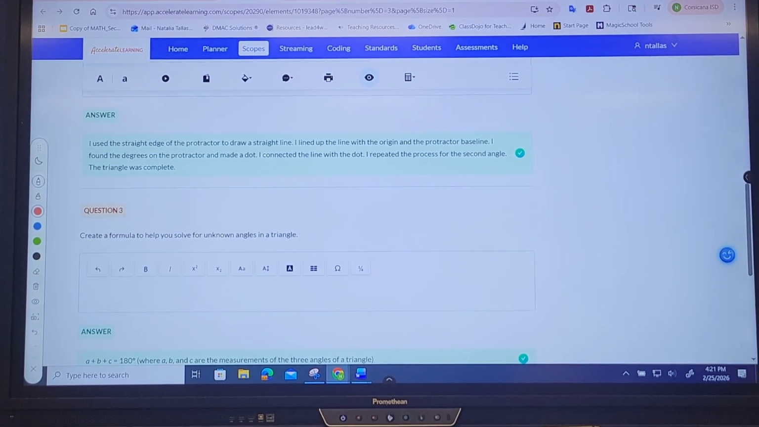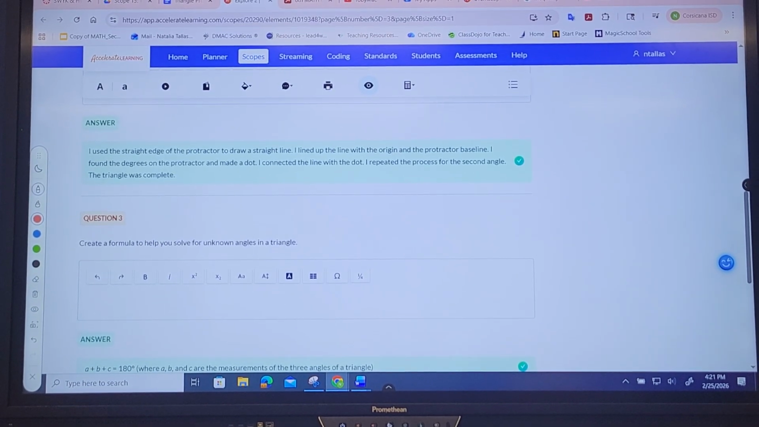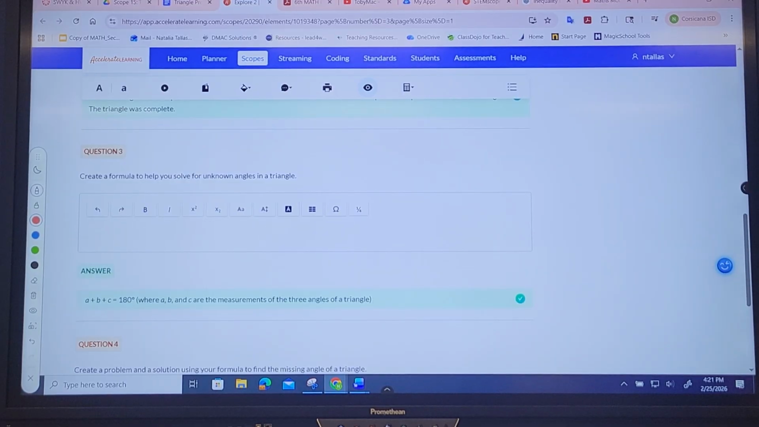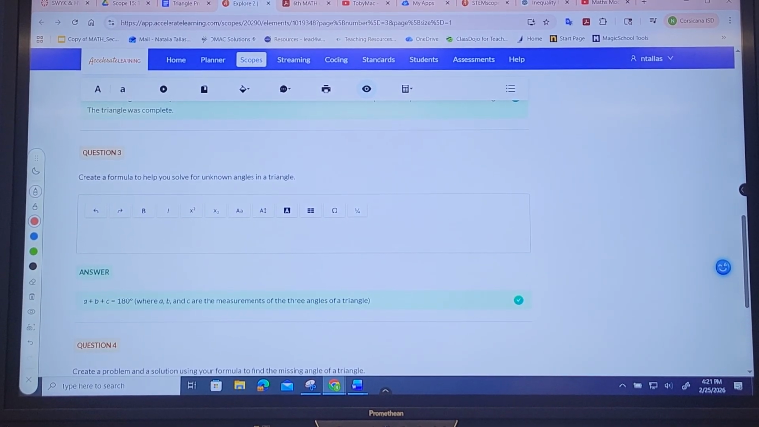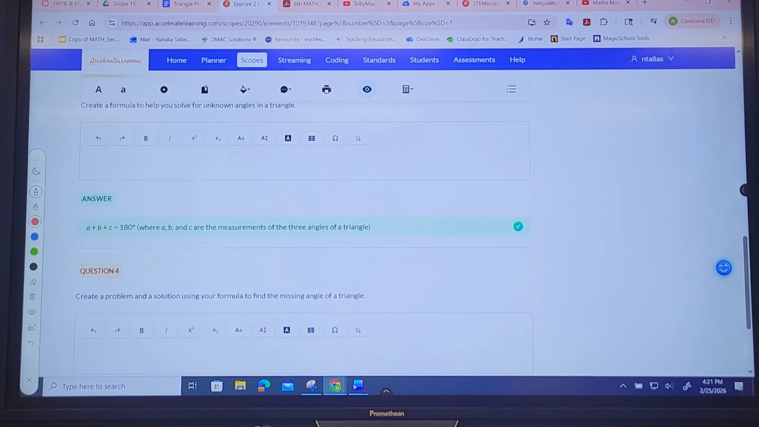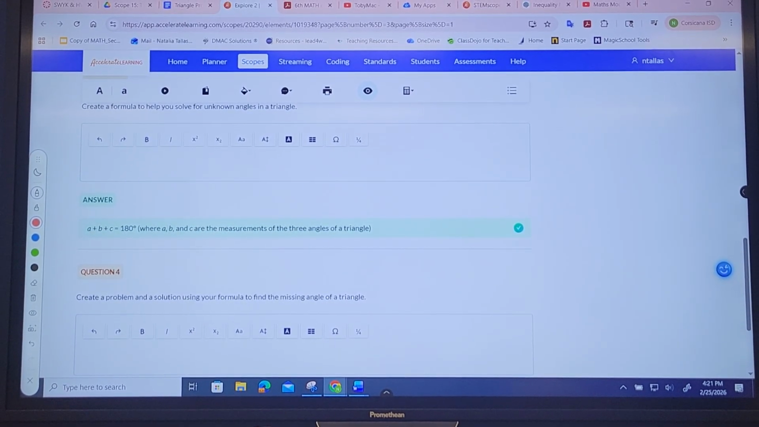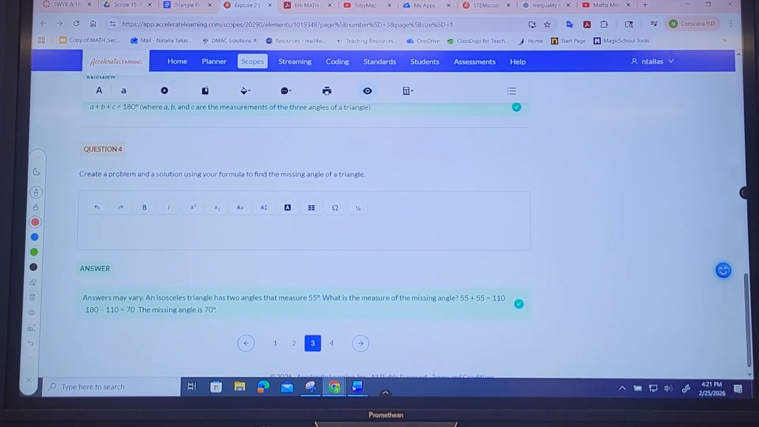Question 3. Create a formula to help you solve for unknown angles in a triangle. And we use this formula, A plus B plus C equals 180 degrees. Question 4. Create a problem and a solution using your formula to find the missing angle of a triangle. Here is an example problem.